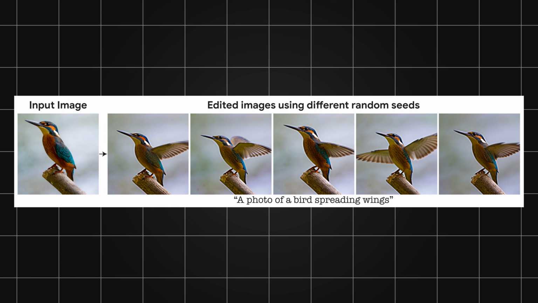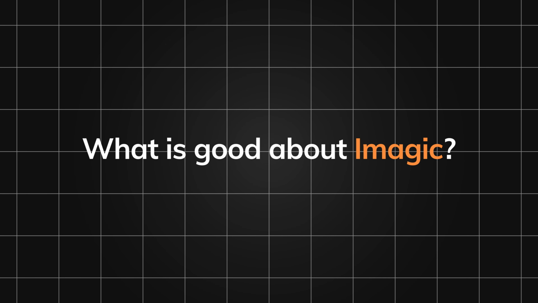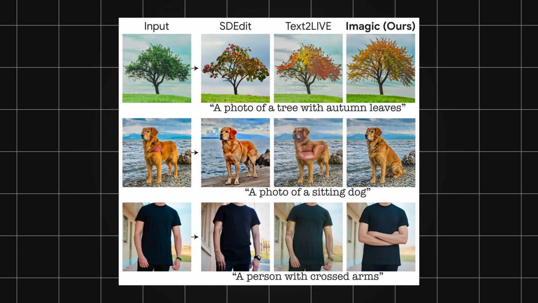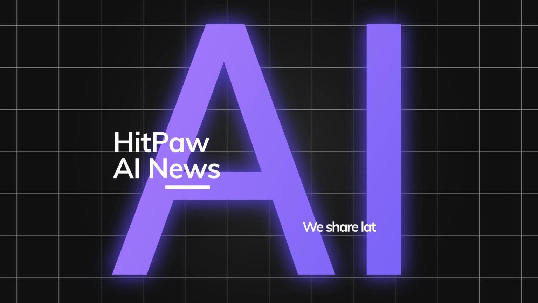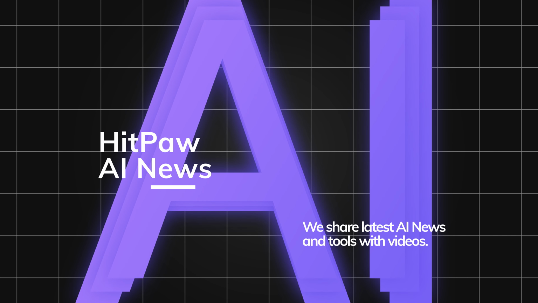So, compared with other popular AI tools such as Stable Diffusion, Text-to-Live, what is good about Imagic? The paper shows a comparison between different AI tools. Imagic does well in the details as other models. Some photos are even better. That's amazing. If you would like to learn more about Imagic, you can find the link of the paper in the description of this video.